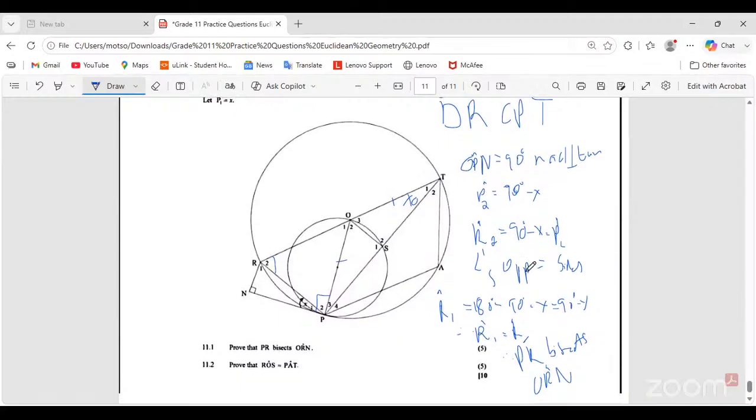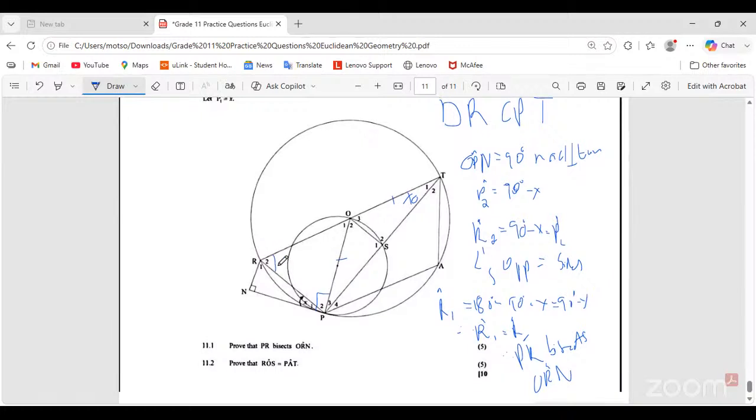Let us go and have a look on the last one, which is now to prove that PAT is equals to ROS. Now, PAT is this one, right? Now, what are we going to do with this PAT? What is going to be our first thing to find that angle A there? So, okay, this is what we are going to do. This angle here, what is this angle here? This angle is 90 minus x, R2.